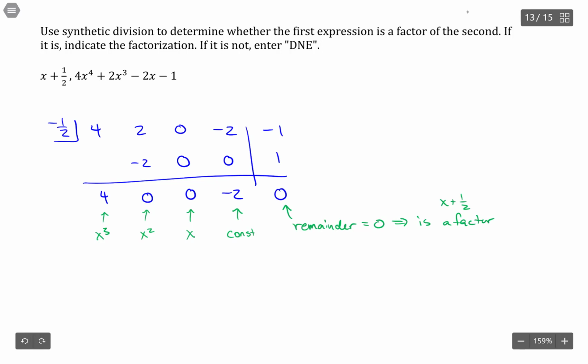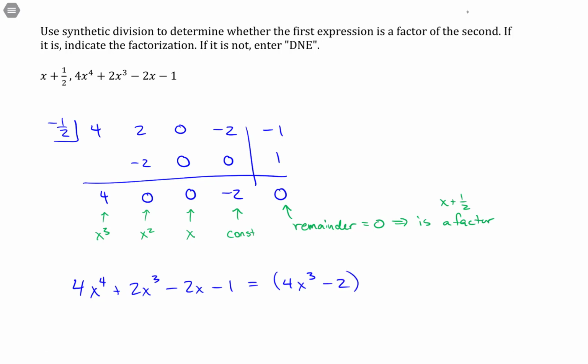So what happens is I can say here that the polynomial 4x to the fourth plus 2x cubed minus 2x minus 1 is equal to this polynomial, which would be 4x cubed minus 2, but that's not done because there's no way a fourth degree polynomial is equal to a third degree polynomial. But if I multiply this by the original divisor, what I'm saying is the product of these two is equal to this original polynomial. You could use FOIL and check that if you like.